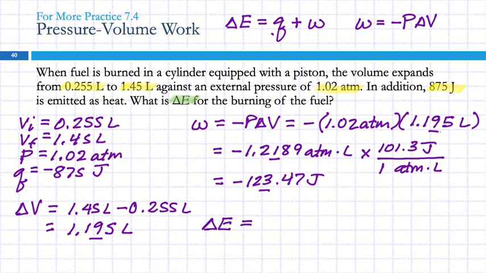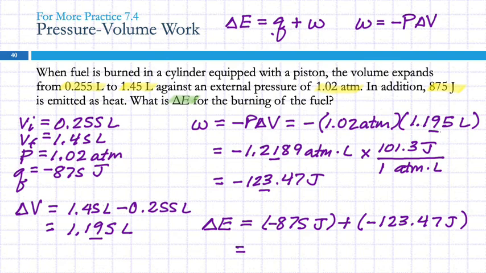So delta E is equal to Q, negative 875 joules, plus W, negative 123.47. Here we're adding, subtracting. This has its last digit in the ones place, no decimal places, and so that's where my answer is going to end. Minus 998.47 joules, or minus 998 joules.